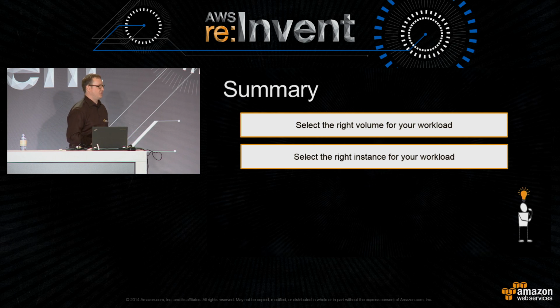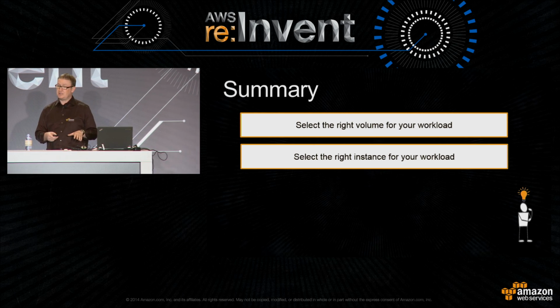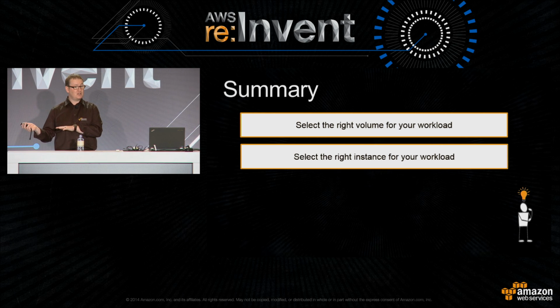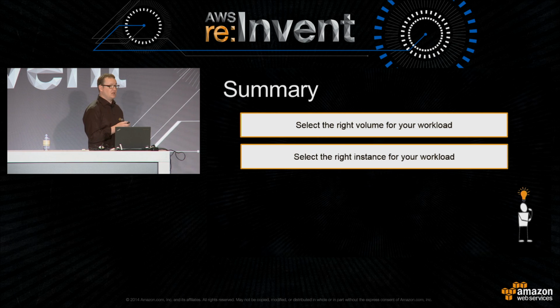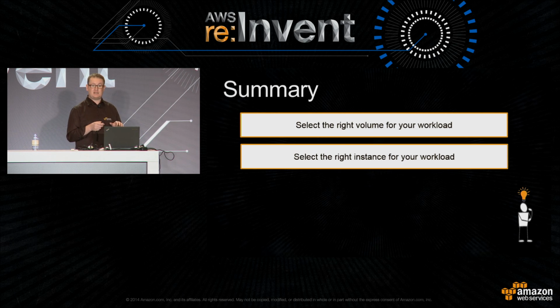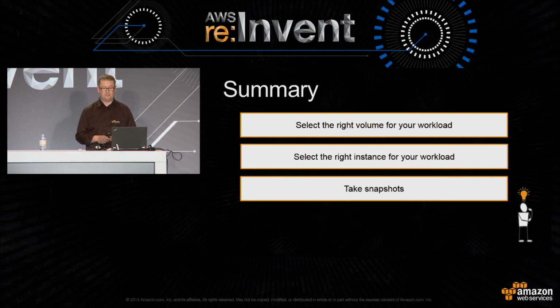Get the right instance for your workload. I'd love to make it so that you could launch a micro instance and attach the most performant EBS volume to it, but it just doesn't work that way. So make sure when you're choosing things that the expectation you've set is matching the instances you've chosen.